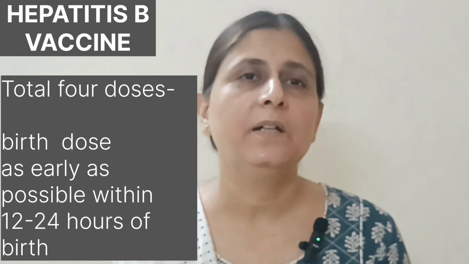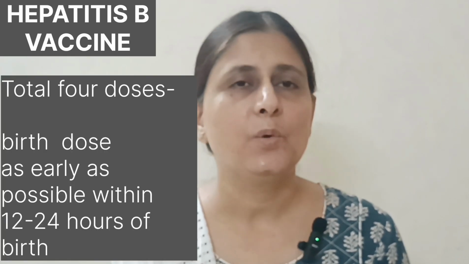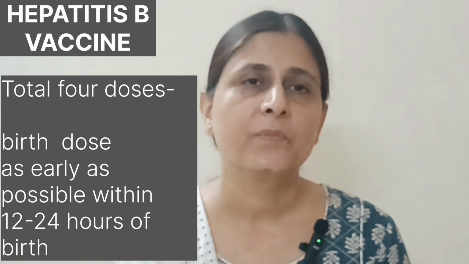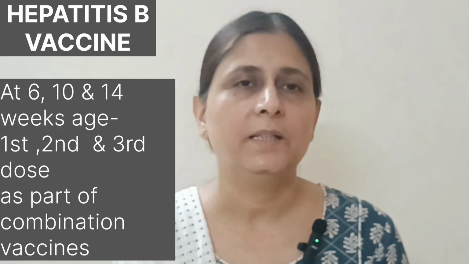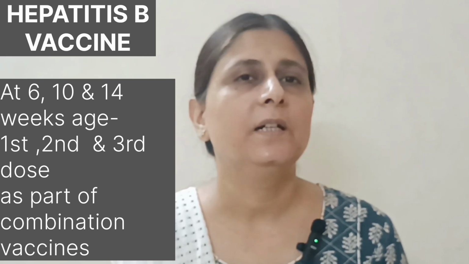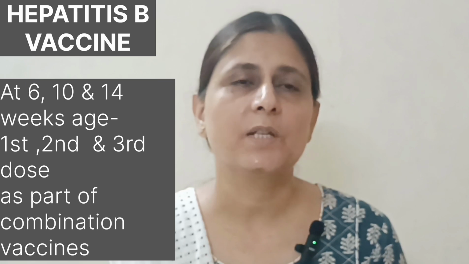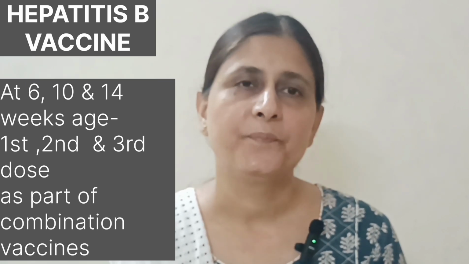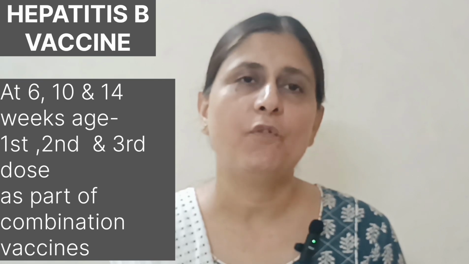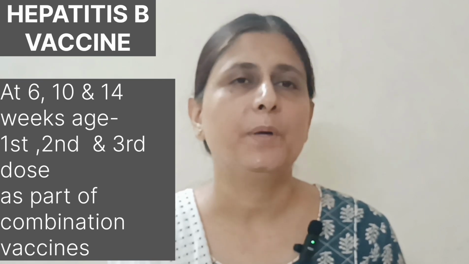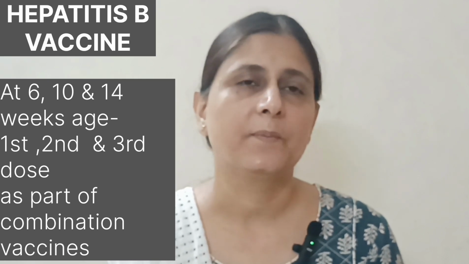In National Immunization Program, we are giving the 4 doses. Birth dose as early as possible within 24 hours of the birth. Then other 3 primary doses we are giving in the combination with the diphtheria, tetanus, pertussis and H. influenzae in the pentavalent vaccine. So at 6, 10 and 14 weeks, we are giving the pentavalent vaccine. So in this hepatitis B vaccine is present.